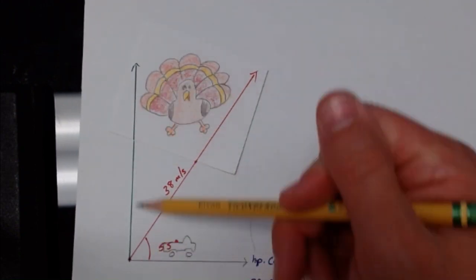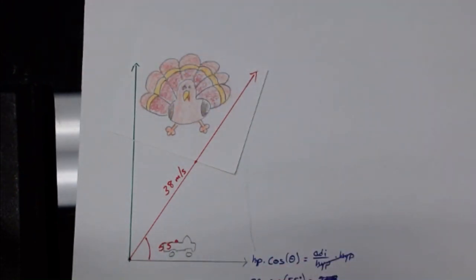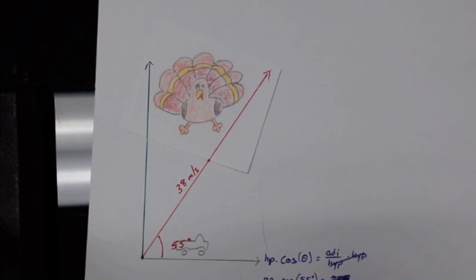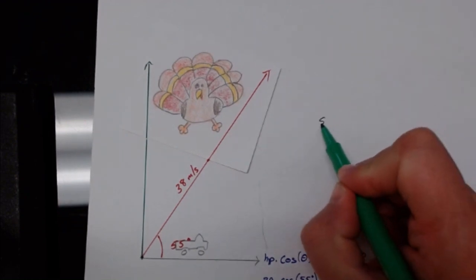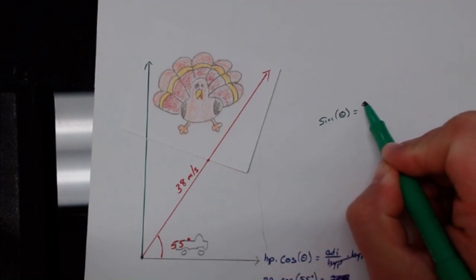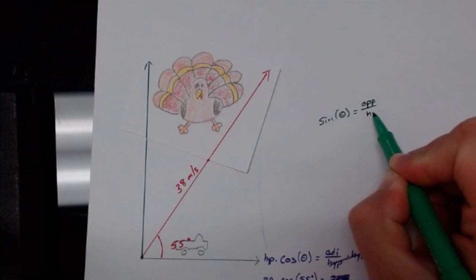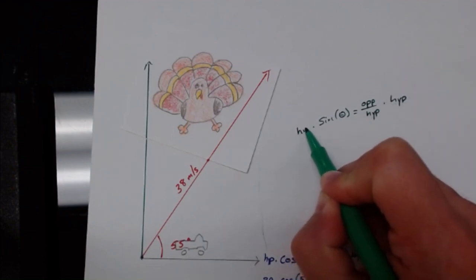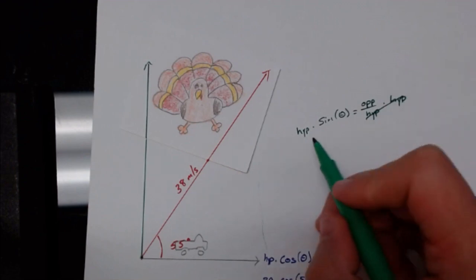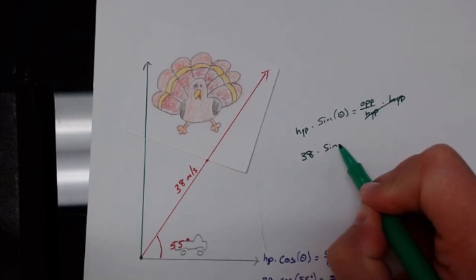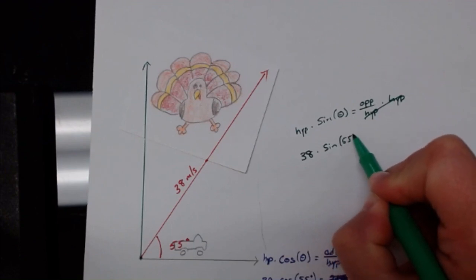So I want to know what this vertical value is. What trig function am I going to use here? I'm going to use sine. Sine of theta equals opposite over hypotenuse. But again, I've got to get rid of that hypotenuse. So I'm going to type in 38 times the sine of 55 degrees.